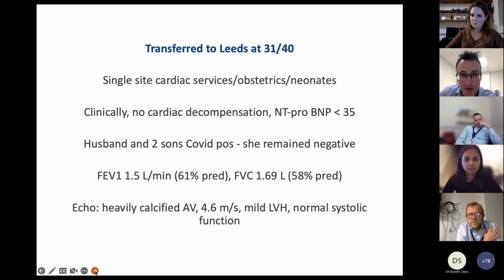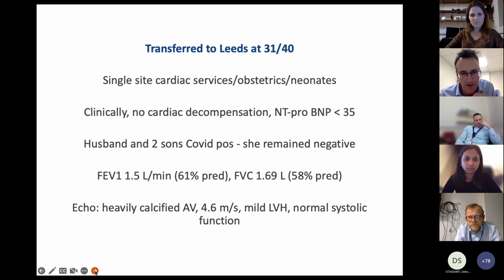What did actually happen was that she was transferred, you could probably guess really, because otherwise we wouldn't be presenting it, to Leeds within a couple of weeks as an inpatient at 31 weeks. Really, partly because we have the advantage of having the cardiac service, the obstetrics and neonates all on one site. When she was assessed in Leeds, clinically, she didn't look like she was in any form of cardiac decompensation. BNP at this stage was less than 35.